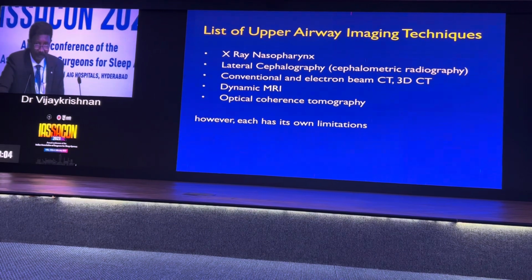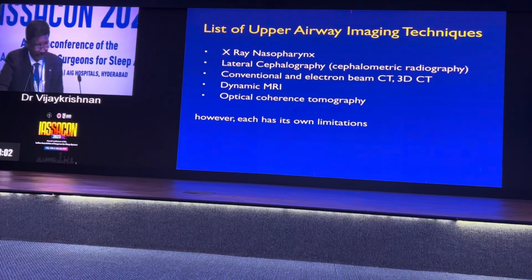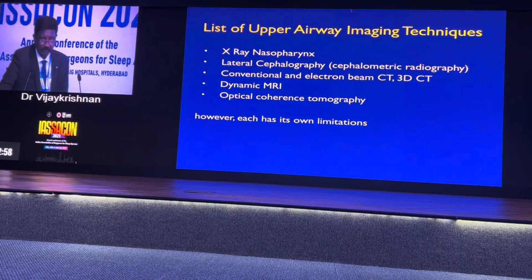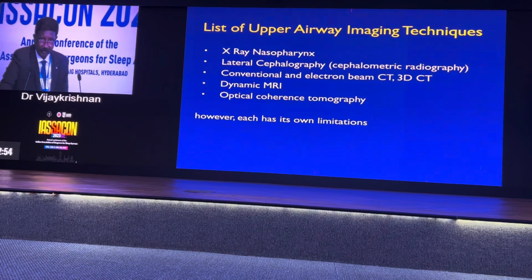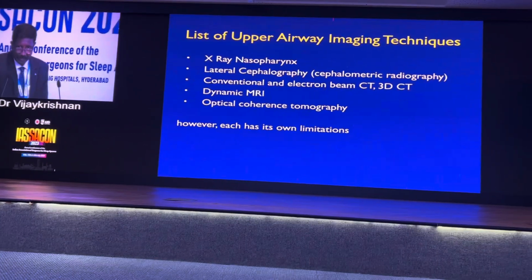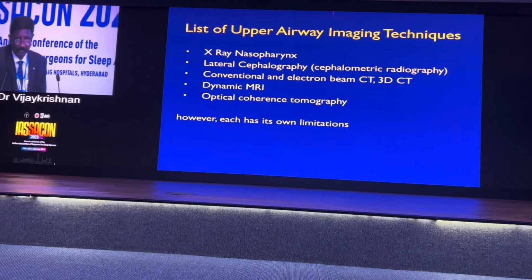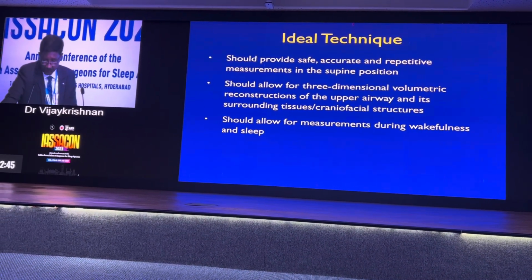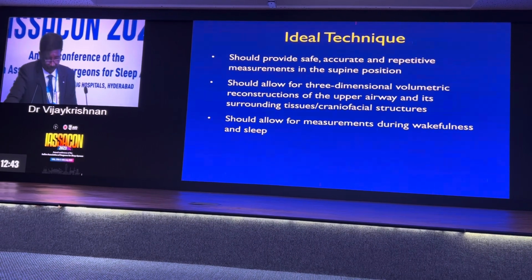There are a lot of upper airway imaging techniques, like simple X-ray nasopharynx, lateral cephalometry, conventional electron beam CT or cone beam CT, dynamic MRI, optical coherence tomography, etc. But each has its own limitation. Nothing can be said to be ideal to completely understand what is happening inside the airway.